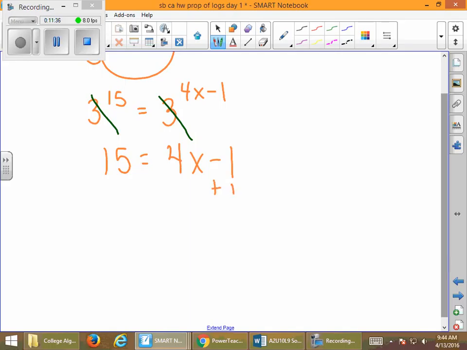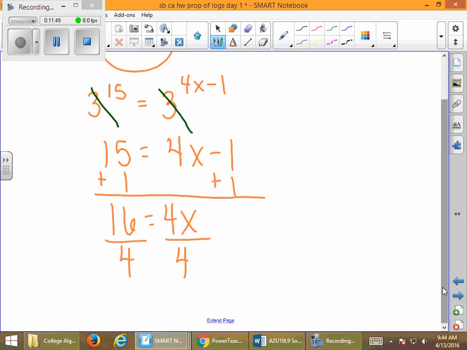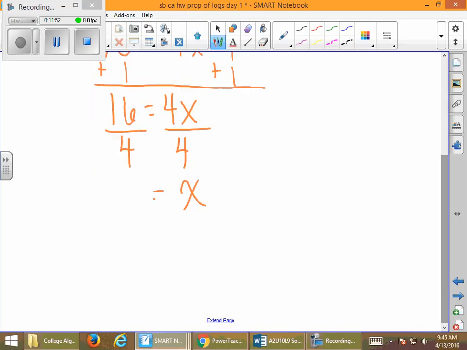We add 1 to both sides, and we get 16 equals 4x. And then we divide both sides by 4. And then it's x equals 4.